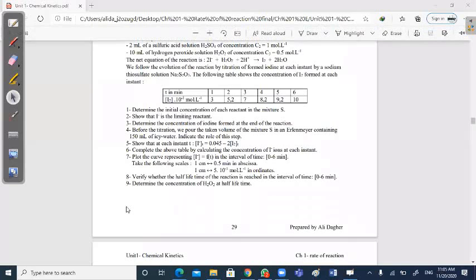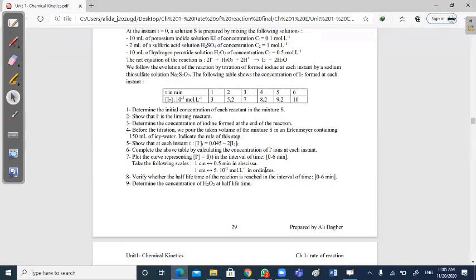Okay. Part 8. Verify whether the half-life time of the reaction is reached in the interval of time 0 to 6 minutes. Verify whether the half-life time is reached.